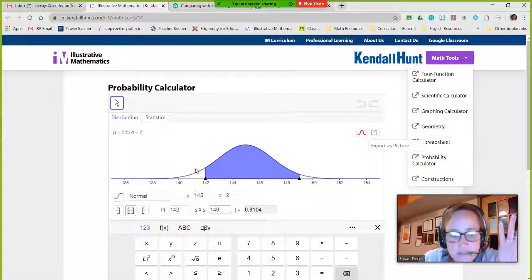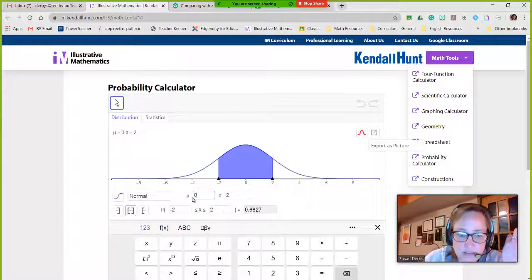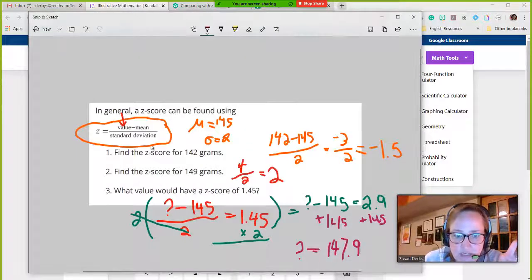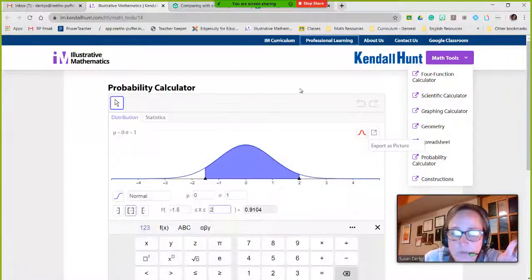Now this doesn't show us the z-scores of what's happening in between there. Okay, but I could also go back to this idea that our mean is 0 and our standard deviation is 1. If my low end that I was looking at, remember 142 had a z-score of negative 1.5, and my value at 149 grams had a z-score of a positive 2. Okay, now that was from way back in one of our first screens right here. 142 had a z-score of negative 1.5, 149 had a z-score of positive 2. So putting those z-scores in also tells me that same percentage.